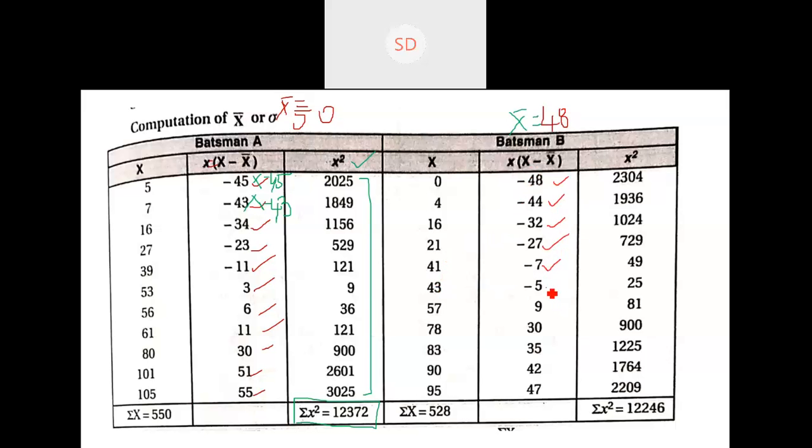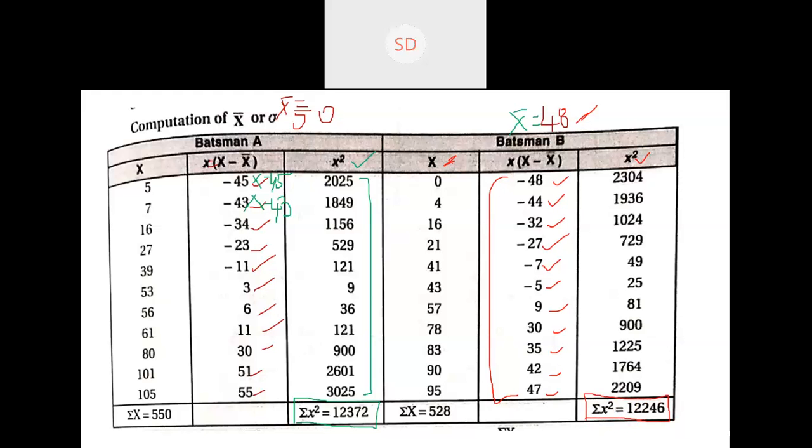Like this, I am going to calculate all of the x values. So how did I calculate this? x minus x bar, all these values of x minus x bar. Now once I do this, I'll have to square these values, that is all of these values. If I square them, I will get x square, and then add x square, and your value for the total summation x square will be 12,246.